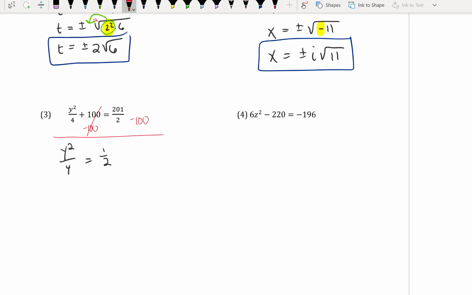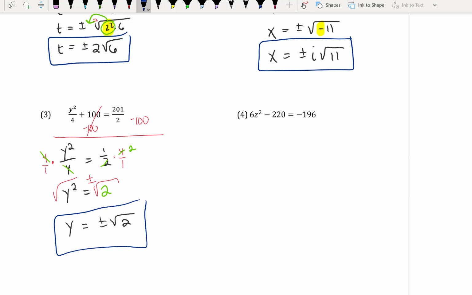Now, to get the y squared by itself, I'm going to multiply it by 4 over 1, so I can cancel out the numerator and the denominator. So I get that y squared isolated. And of course, I can see here that 2 can go into 4 twice. So now I have y squared is equal to 2. And to undo that square, I'm going to square root both sides. And don't forget the plus or minus. So now I have that y is equal to plus or minus the square root of 2. And that ends up becoming my final answer.